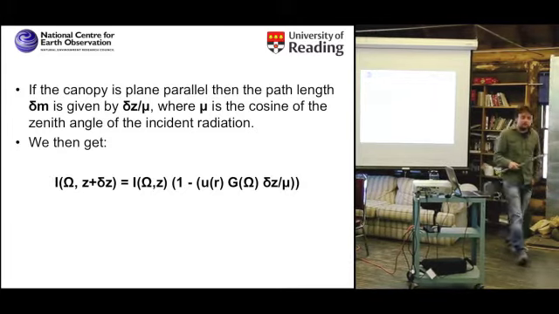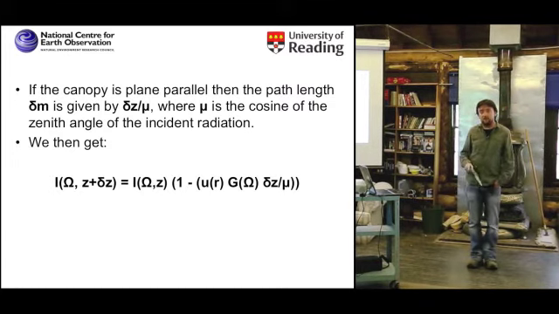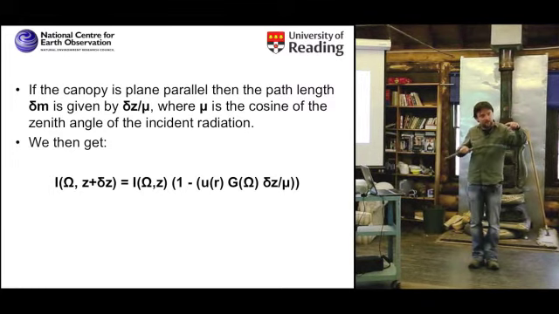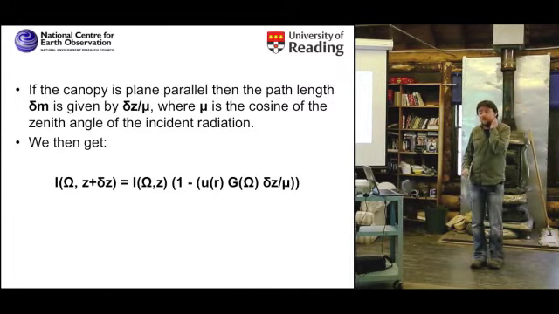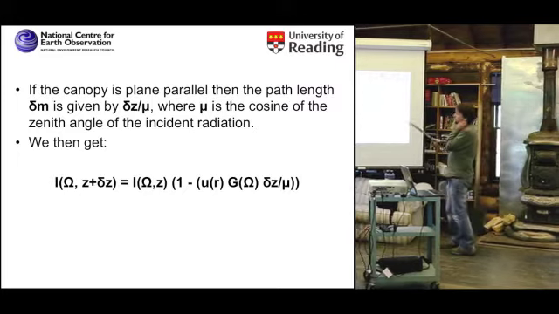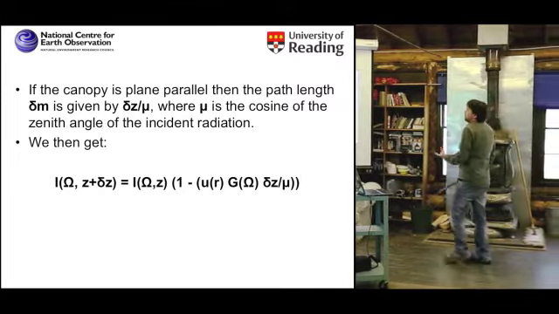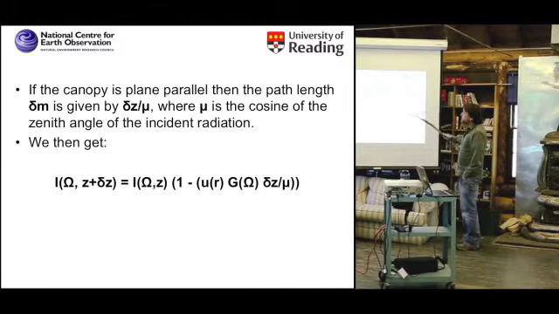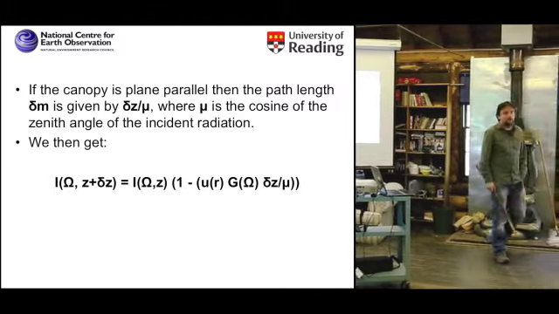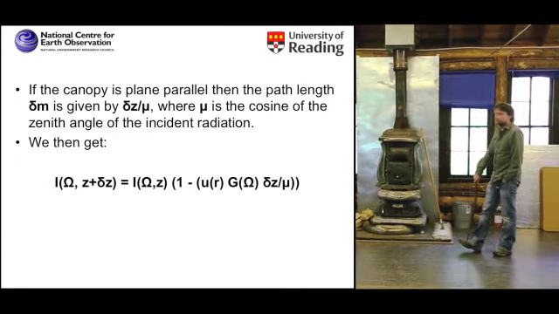So all I've done on this slide is introduce an expression for the path length as a function of the depth, the change in depth that we're considering, and the angle that the photon is traveling at. And we're allowed to make that assumption because we're assuming that the canopy is plane parallel. So we now drop delta M from our equation and replace it with delta Z over mu, where mu is the cosine of the incidence angle of the radiation. Okay?